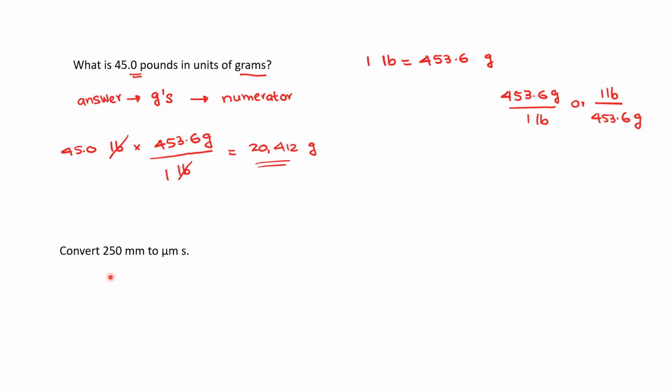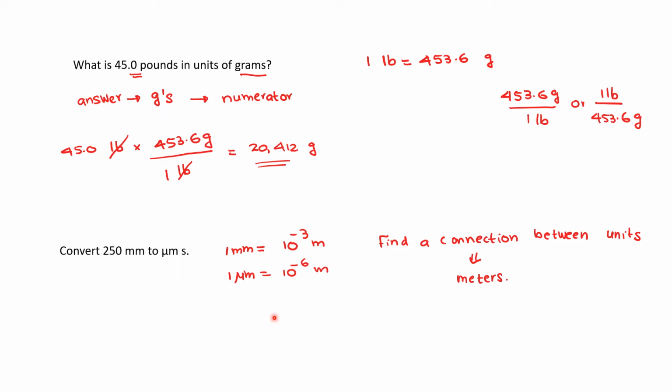Convert 250 millimeters to micrometers. You need to find in this question a connection between the units, millimeters and micrometers, and the connection between the units is meters. So we are going to write down two pieces of information here. 1 millimeter is equal to 10 to the minus 3 meters, and 1 micrometer equals 10 to the minus 6 meters. Now we are going to use this information and do this in two steps.